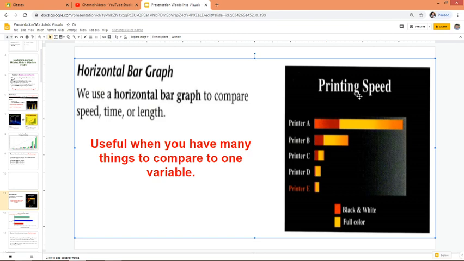your one variable is speed, printing speed. And now you're comparing 5 types of printers to one variable, speed. Their speed on printing black and white, and their speed on printing color also. So this is very useful when you compare many items to one variable. It could be speed, it could be temperature, it could be popularity. All right.